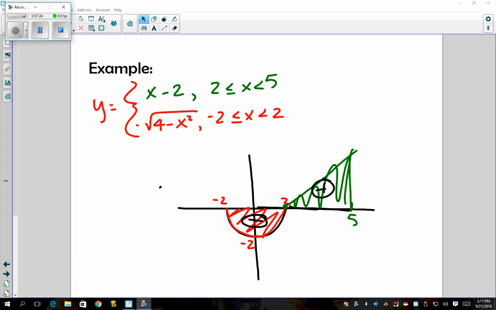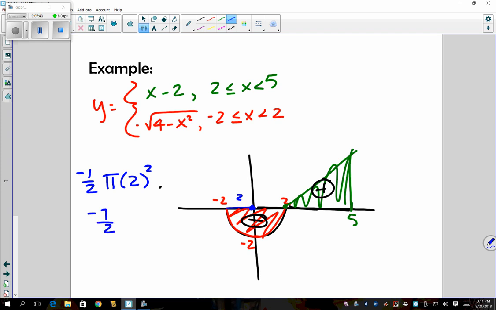So just taking my circle's area, I notice, again, it's a semicircle, and this one has a radius of 2. So I'm going to just take 1/2 pi times 2 squared. And again, this is going to be negative, so I'm going to add a negative sign. So here I get -1/2 pi times 4, so I just get -2 pi. So that's the area of my semicircle.